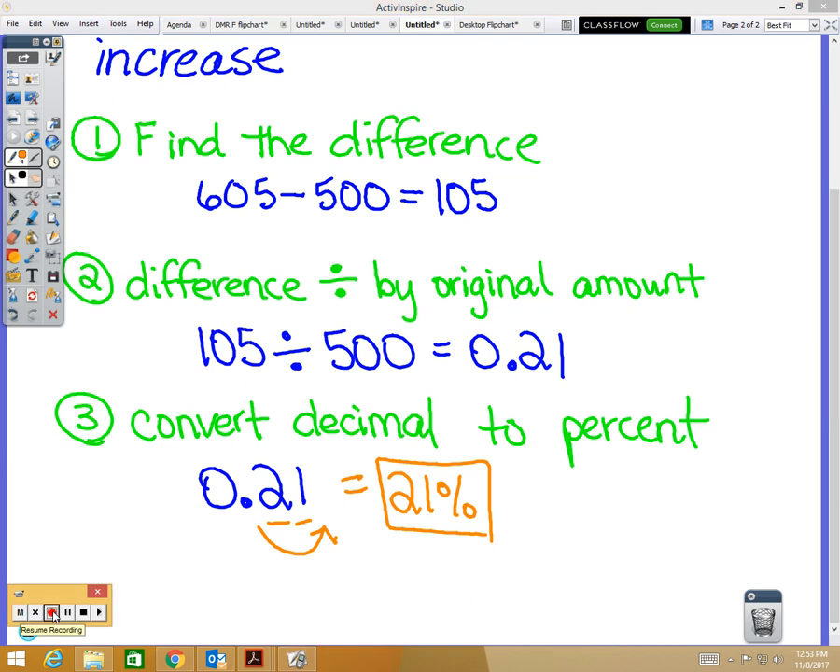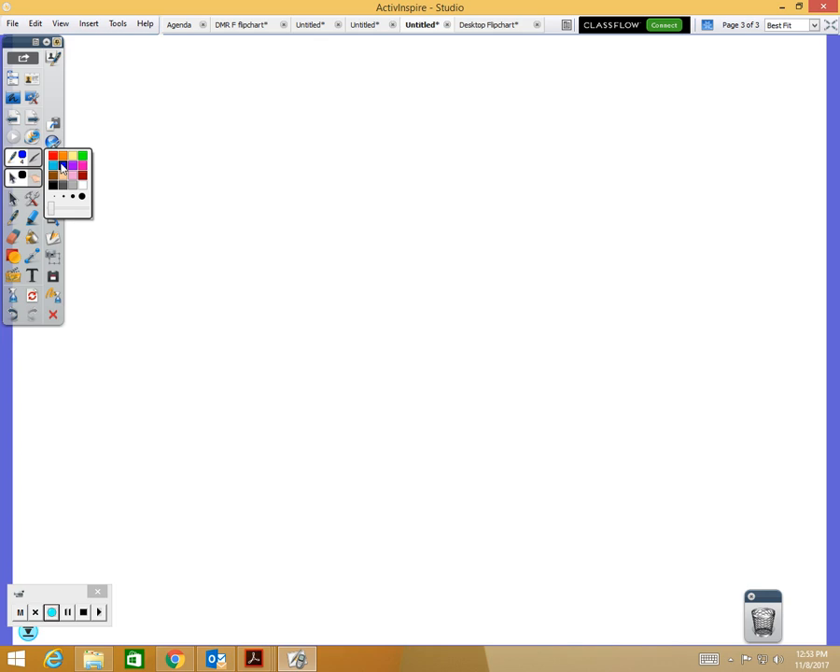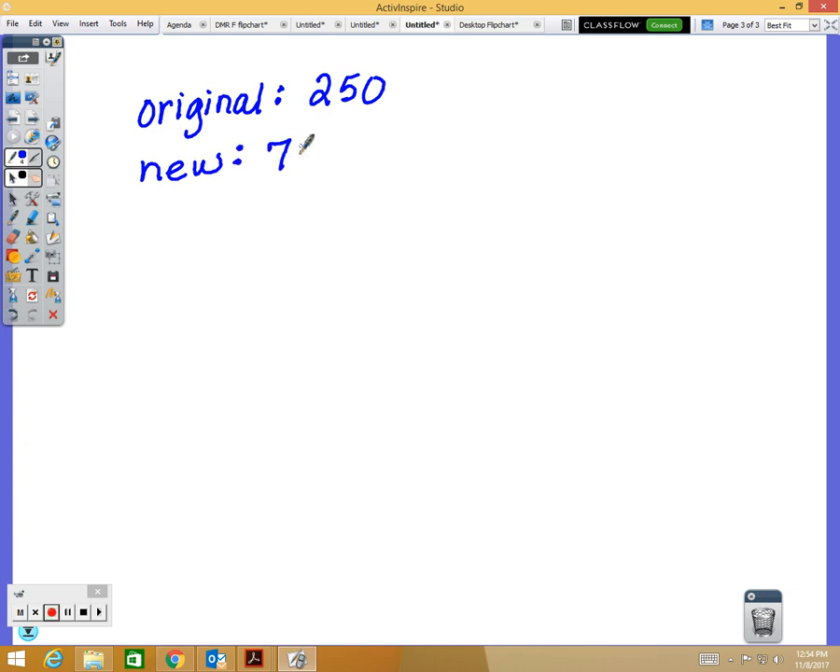Now in this one, I'm not going to give out a big long story, okay? I'm just going to say the original is going to be $250, and the new amount is going to be $70. So the first thing that I want to ask you is, is this an increase or a decrease? Decrease. So let's say that first, because we're going from 250 to 70. That's a large decrease, going down.